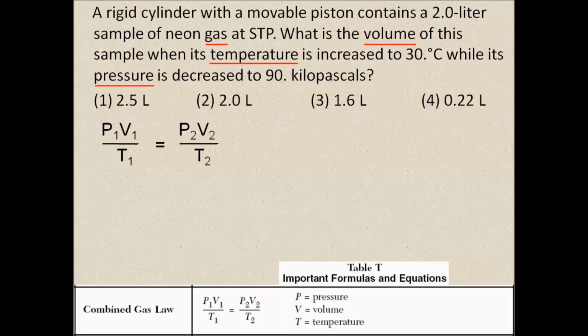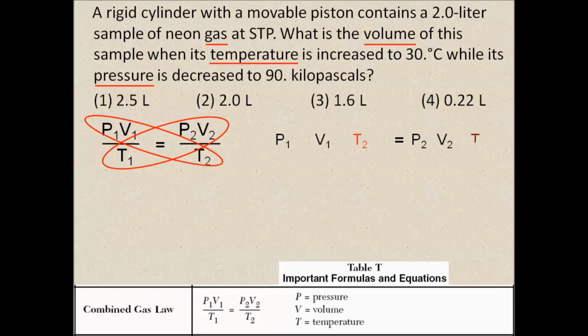Altogether, there are 6 variables because the pressure, volume, and temperature all change from initial or starting values represented by the 1s to final or ending values represented by the 2s. Here is how to handle the 6 variables, especially if you don't like dealing with fractions. Cross multiply so that P1 times V1 times T2 equals P2 times V2 times T1, and realize that these two formulas are mathematically equivalent to each other.